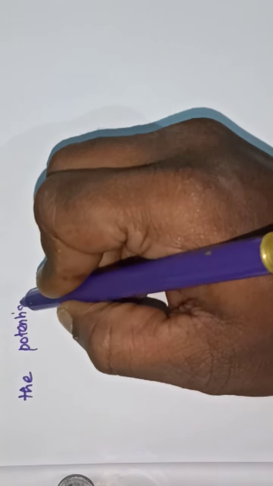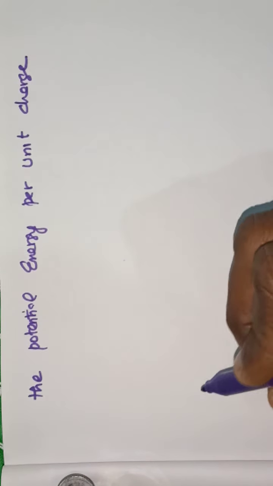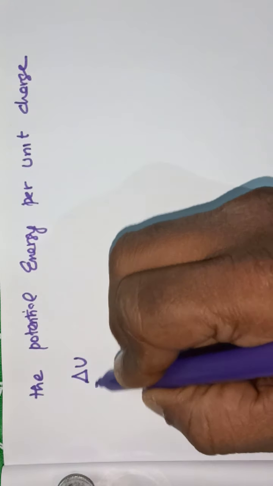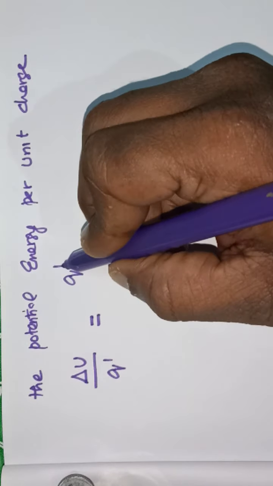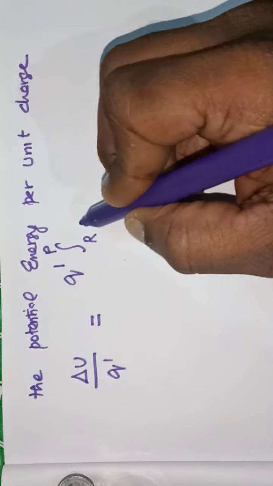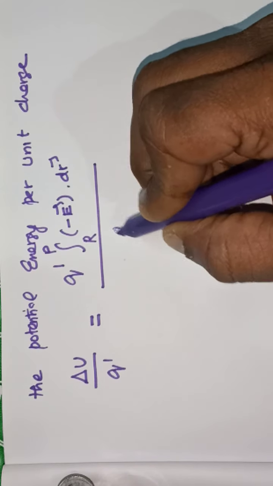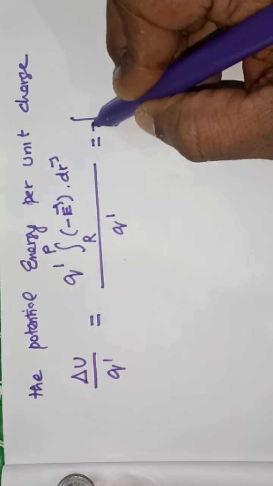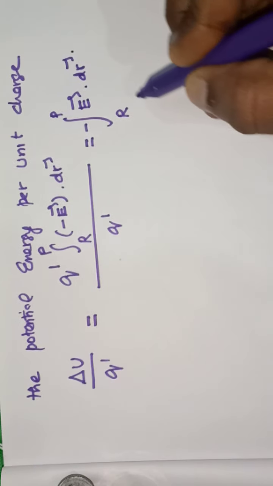Therefore, the potential energy per unit charge is given by delta U divided by q dash equal to, substituting the delta U value, q dash integral R to P minus E vector dot dr vector divided by this q dash, that is equal to minus of integral R to P E vector dot dr vector.